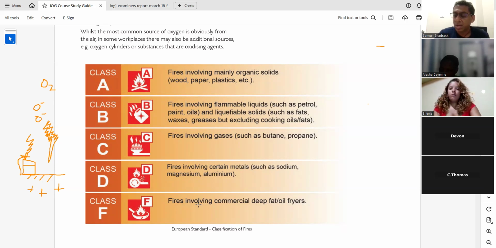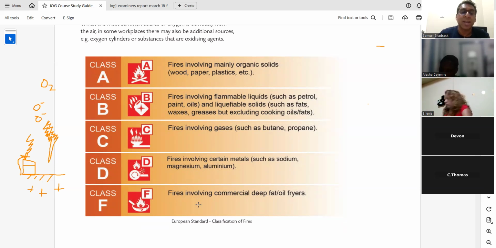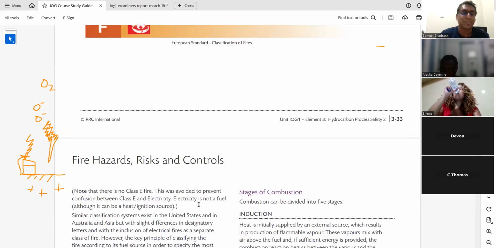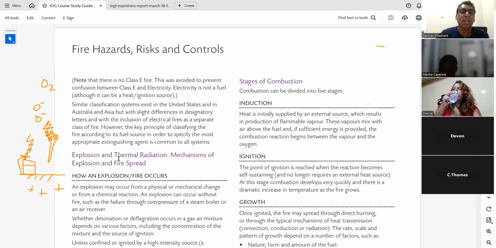So how do you describe that? Well, they say an electrical fire is just an electrical fire. There's no E. So if you wanted to say electrical fire in the UK or in Europe, you just say electrical fire, right? As I mentioned, the US system is a bit different, but we are going to stick to this one in this course anyway, right?